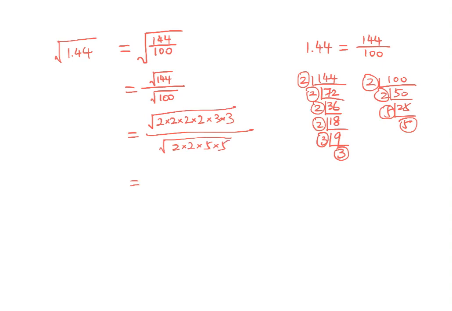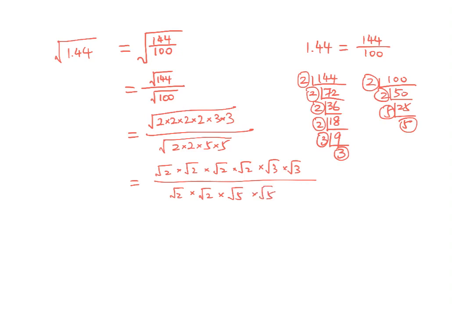Okay, we can separate the upper part, square root 2 times square root 2 times square root 2 times square root 2 times square root 3 times square root 3. And the lower part, we can separate it as square root 2 times square root 2 times square root 5 times square root 5. So square root 2 can be cancelled. Square root 2 can be cancelled. And then no more cancelled.